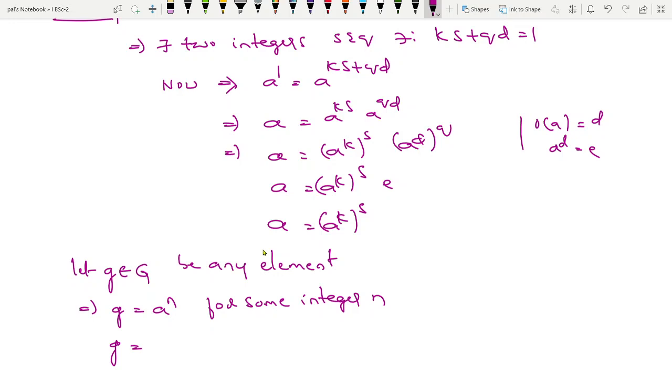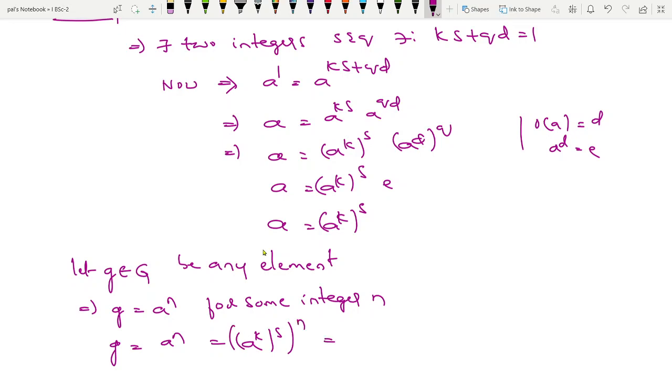Yes, the generator of the group G is a. So all the elements in G can be written like this. You can express an element of G in powers of a. So like this, g is equal to a power n. Now g is equal to a power n, which is equal to, you know that a can be written as (a power k) whole power s, that to the power of n.